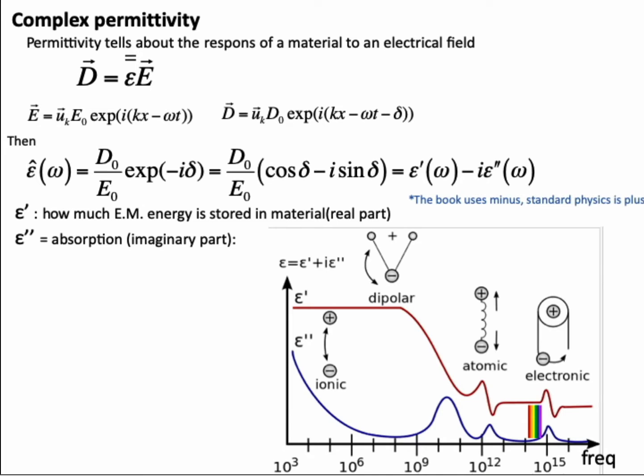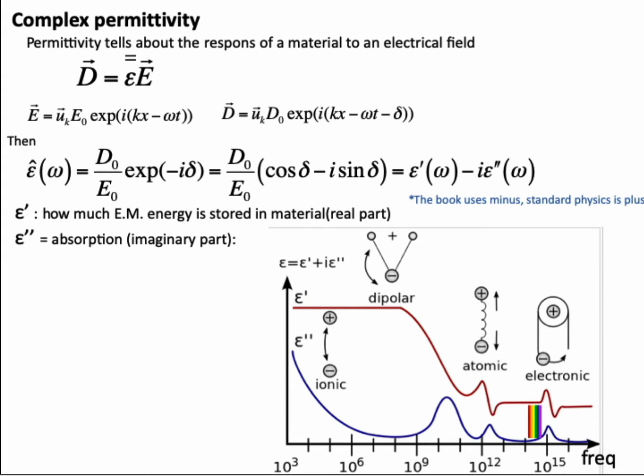For a material, the parts will depend upon the frequency as shown in the graph. In a material, we have different things that can be polarized: dipoles, atoms, or electrons. It varies with frequency because, for example, dipoles are not able to follow at high frequencies. For the frequencies of light, only the electrons are able to follow. The real part of the permittivity tells how much energy is stored or propagating in the material, while the imaginary part tells about the absorption or loss.